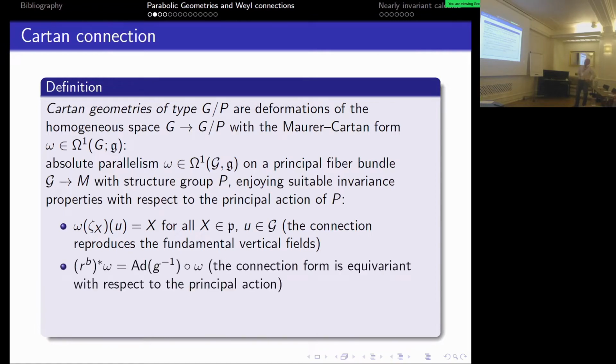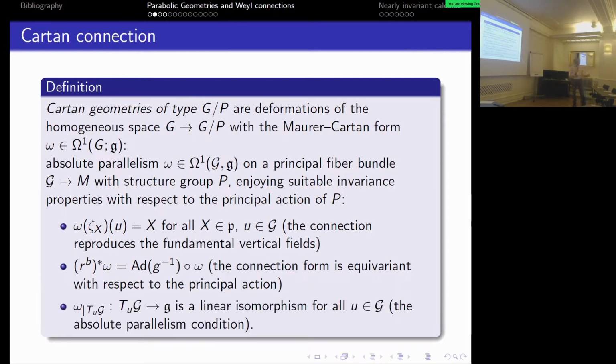But then it has to be right equivariant with respect to the adjoint representation. That's what's true for the Maurer-Cartan form. I mean, the left invariant vector fields are obtained by right actions and computing the things. And if you just do the computation, you get this formula. But of course, here it's not working for all the group elements, but only for b in P, right? Because it doesn't make sense otherwise. So you have to consider only the right action. And the third one is that it's a linear isomorphism.